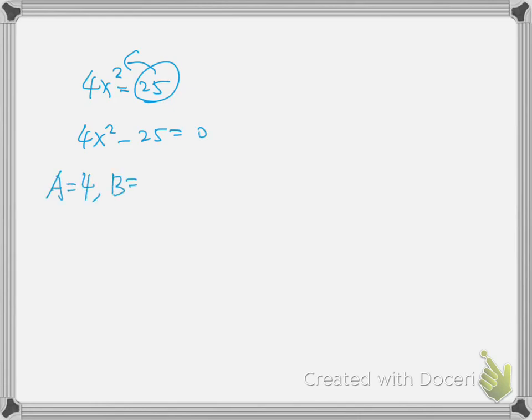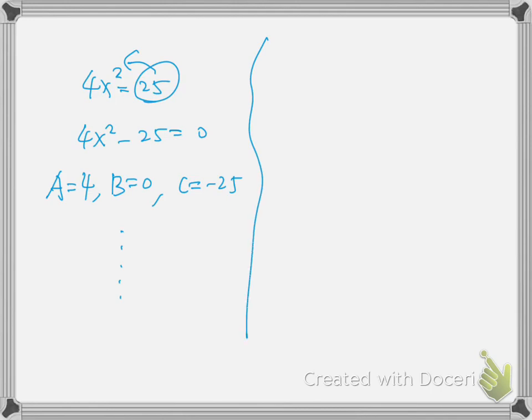So number 9, 4x squared is 25, right? You can move it to that side. We get 4x squared minus 25 is 0. If you use the quadratic formula, be careful, right? A is 4, B is 0 because there's no x term, and C is negative 25. So it's not B equals negative 25. Then you can use the quadratic formula to solve it and get the answer.